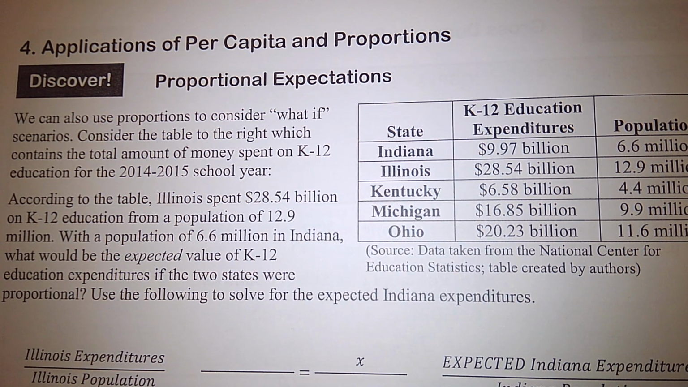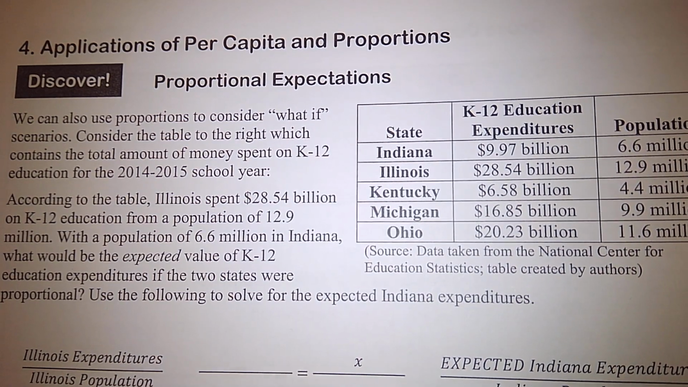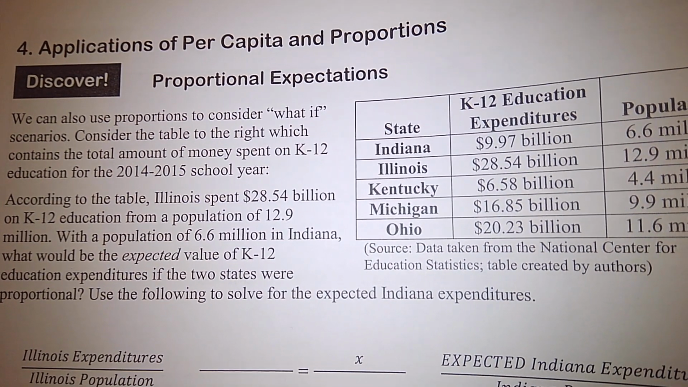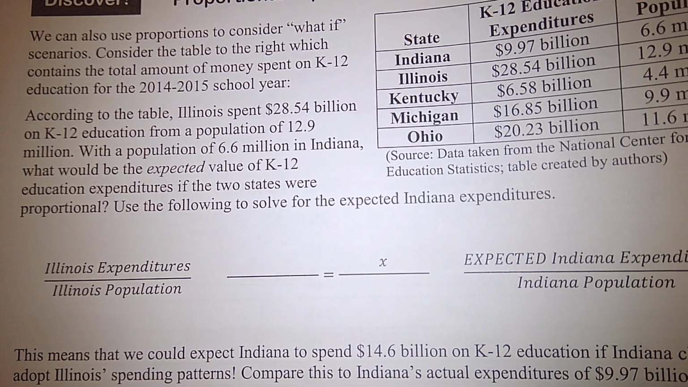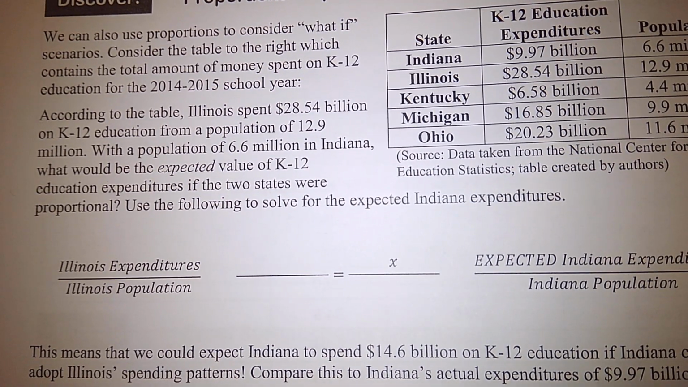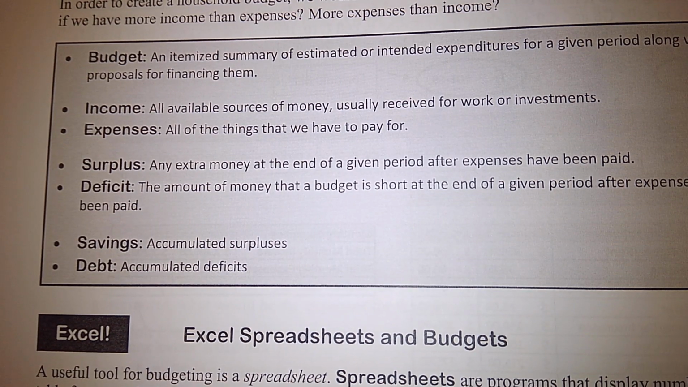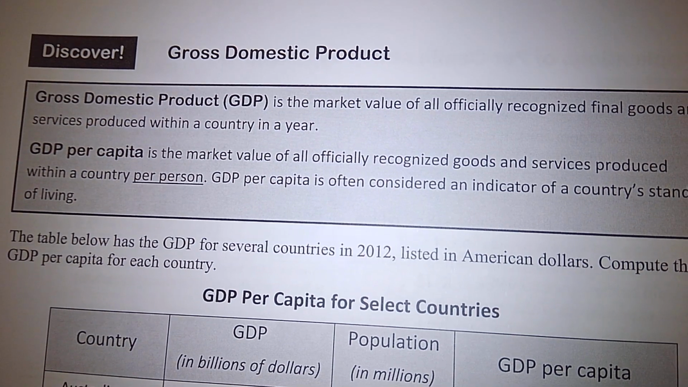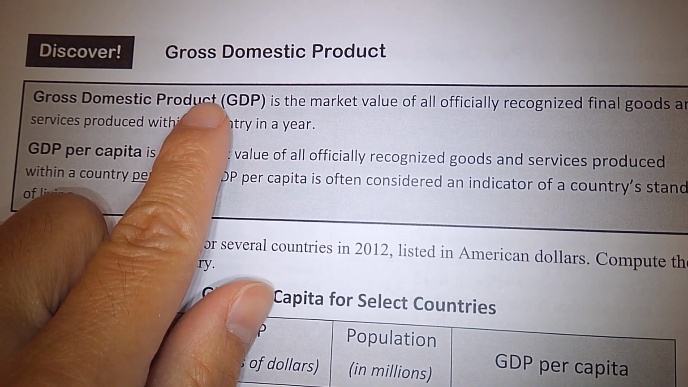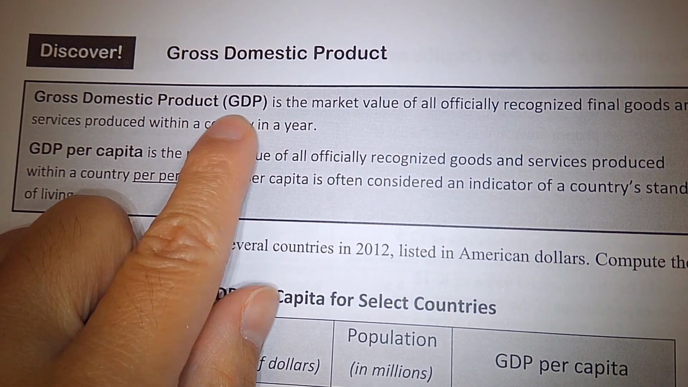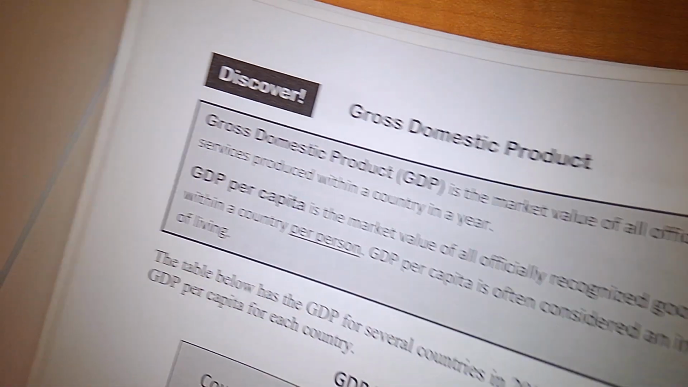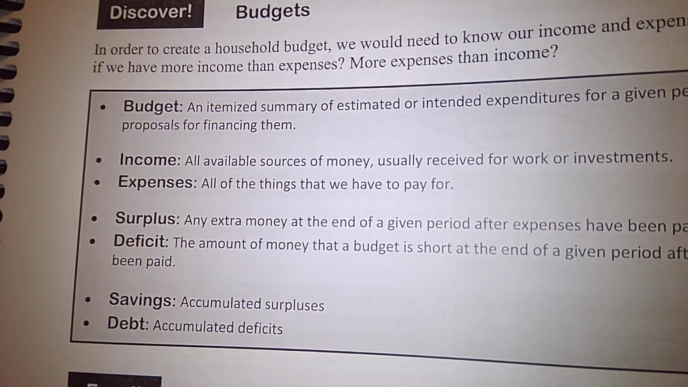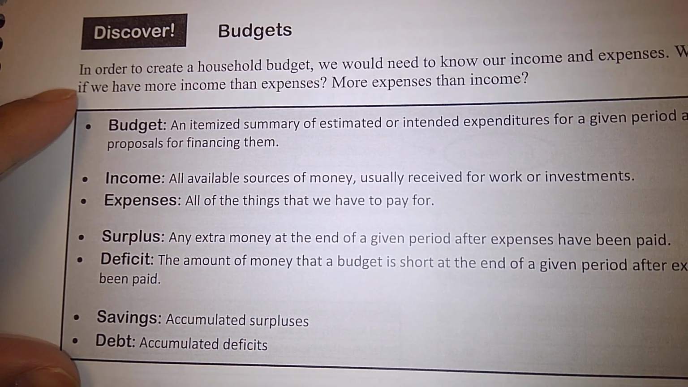Okay, so section 4, we are going to do the entire page of page 35. Okay, next page, guys. Entire page of 36. It says about GDP, so we'll talk about GDP. On page 37, we have the discover part.